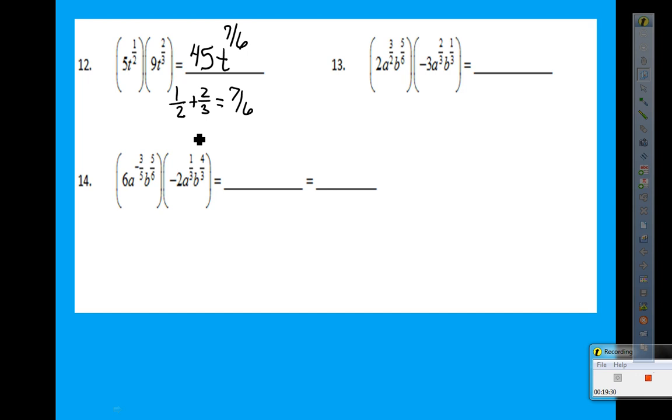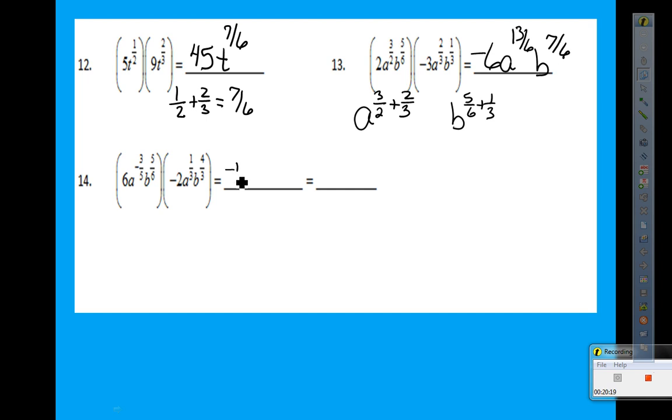Number 13, 2 times negative 3 is negative 6. Now for your A, you're going to have to go 3 fraction key 2 plus 2 fraction key 3. So you would grab your calculator, type that in, pause the video if you need to, but you should get 13/6. B to the, you're going to go 5/6 plus 1/3 in your calculator and get 7/6. So the steps are the same. I just threw fractions at you. Big deal.